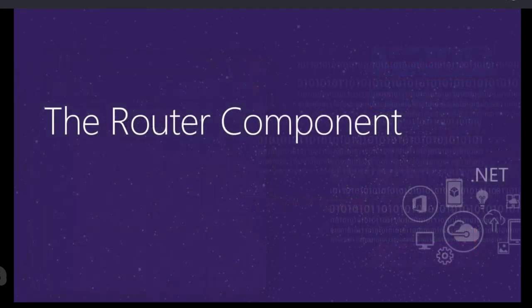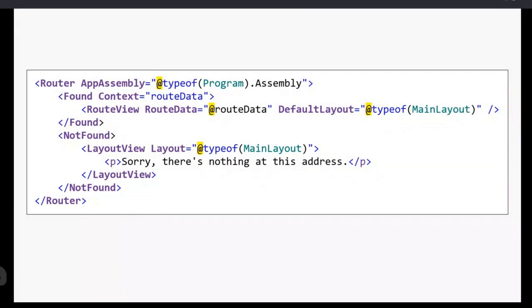So that was a really high-level view of routing in Blazor. So let's start diving a little bit deeper now, and we'll look at the router component and the various things that it has to handle. If you've not seen it before, this is the router component in Blazor, and you can find this in the main app component.